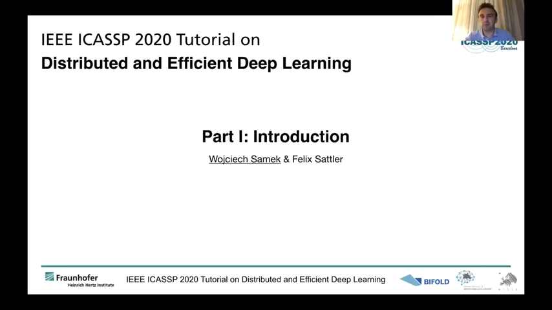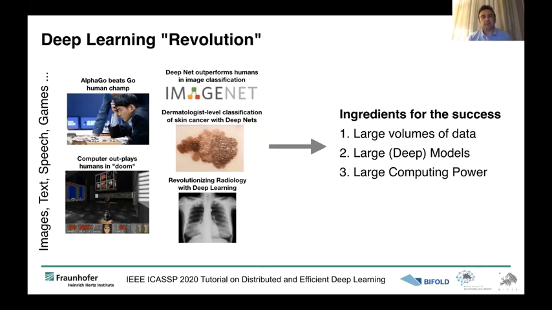Okay, so let me start with part one. We have seen in the last years a real revolution in the field of deep learning. Today's systems are able to solve complex tasks in many domains, like images, text, speech processing, or even computer games. They are able to outplay humans, even human professional players.